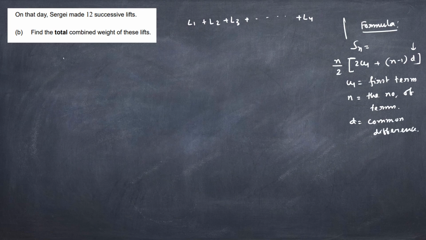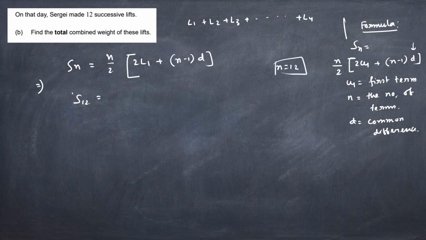Now we will use all this here. So the modified formula is Sn equals n by 2 into (2L1 plus (n minus 1) into d). Now put all the values here. So S12 equals, here n is 12 for our example because the number of lifts is 12. So 12 by 2 into (2 into L1). The value of L1 was 11, you can see that in the previous slide.